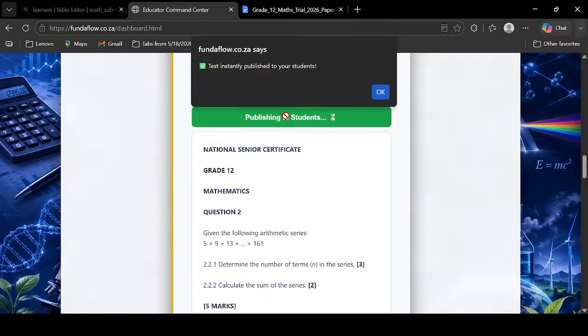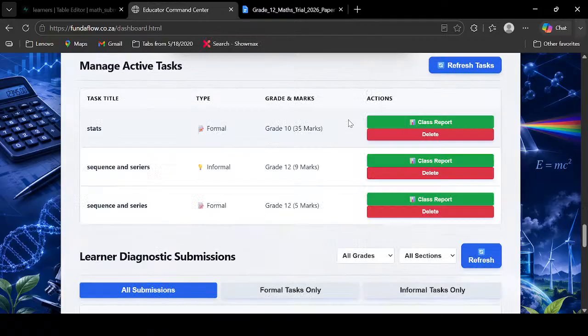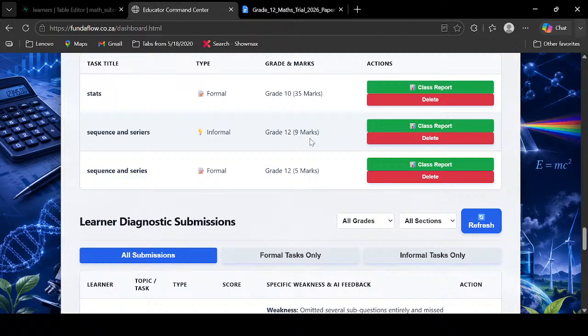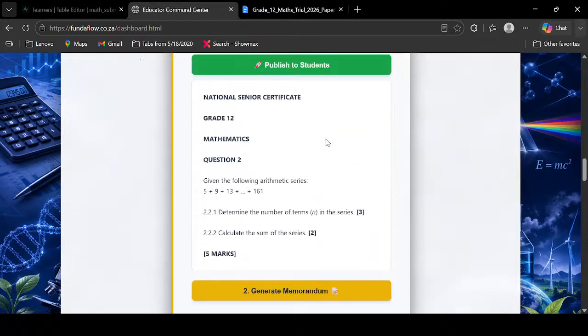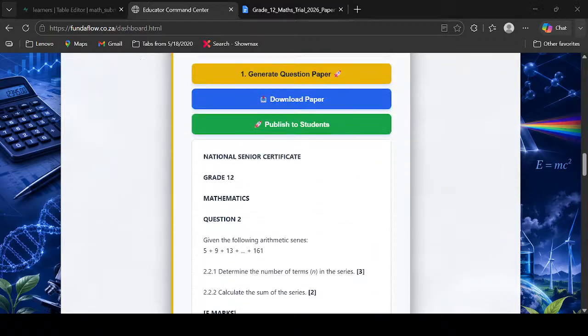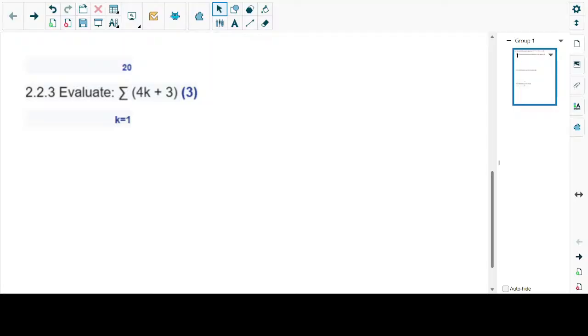It's 5 marks. Yeah, it's 5 marks. So you can see how capable Funda is. Funda is capable of a lot of things. Okay, so then I should sign up as a learner also. Yeah, sign up as a learner.